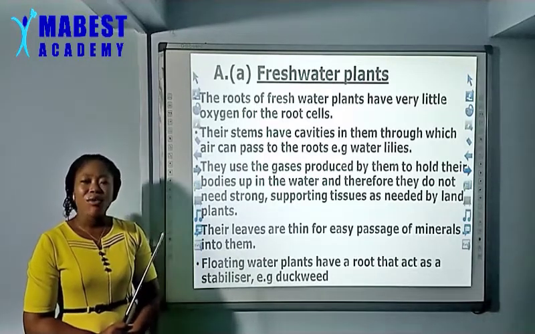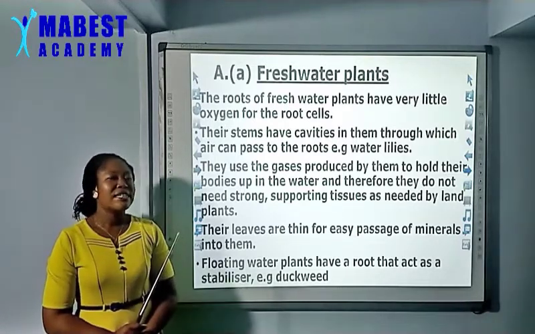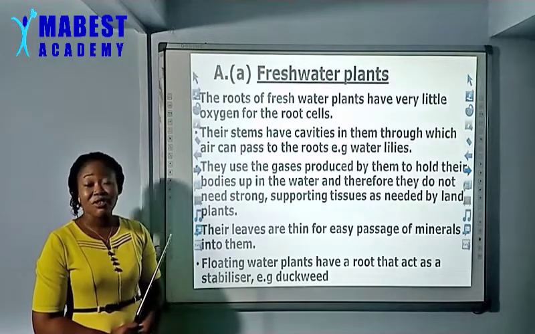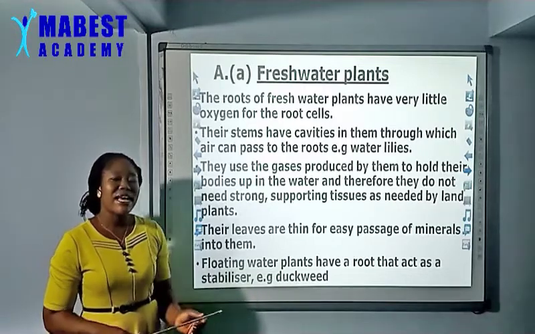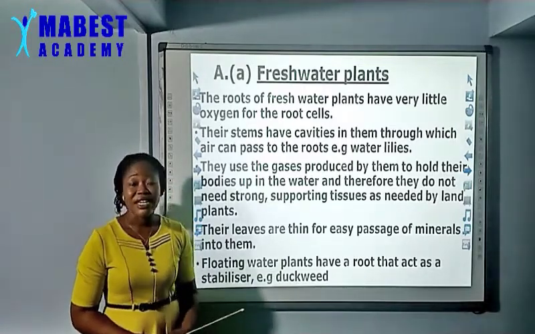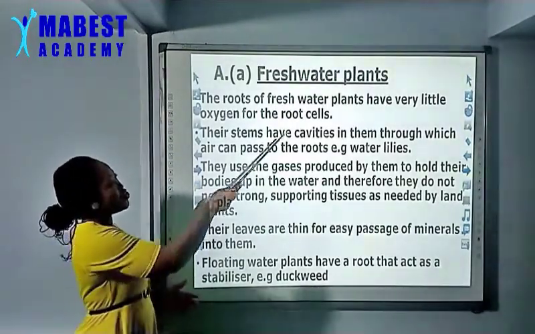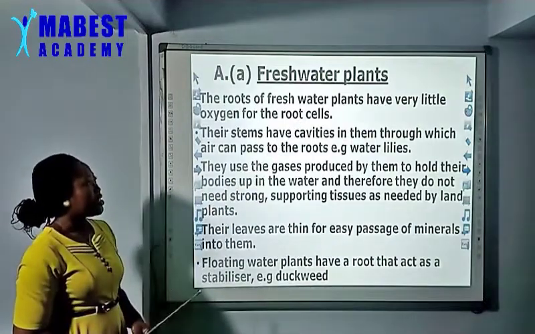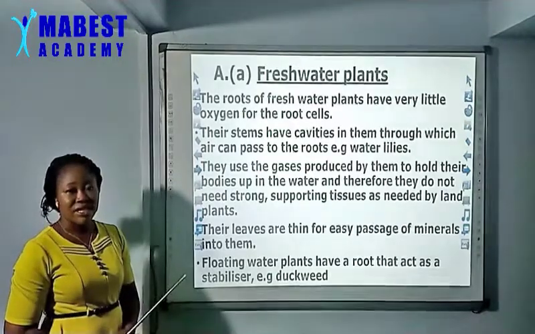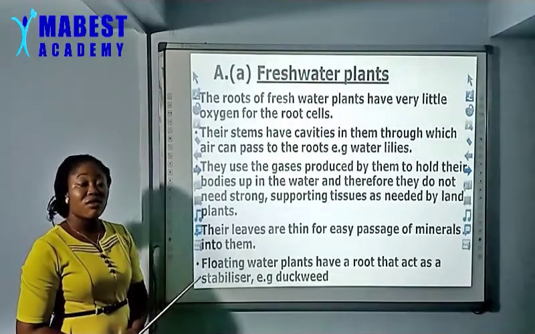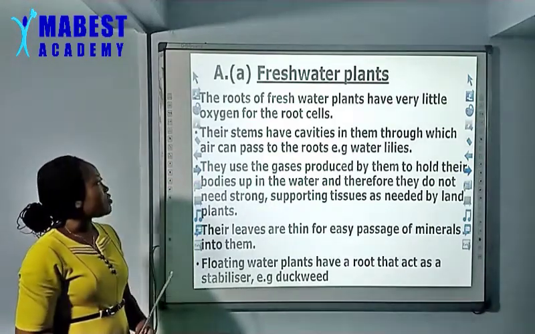So how can aquatic plants that are found inside water survive, and the water will not be too much for them, so that at the end of the day they will not die? Why? They don't have an extensive root system like those plants that are found on land. They just have a simple root system which helps to exchange oxygen. They have little oxygen for the root cells to carry out their activities. So some of them are found at the surface of the water, and some are even found inside the water.